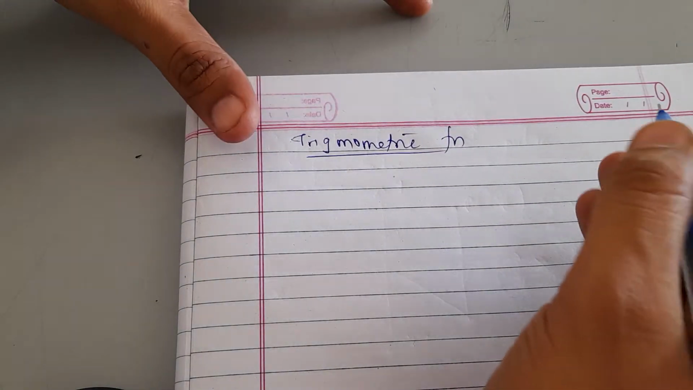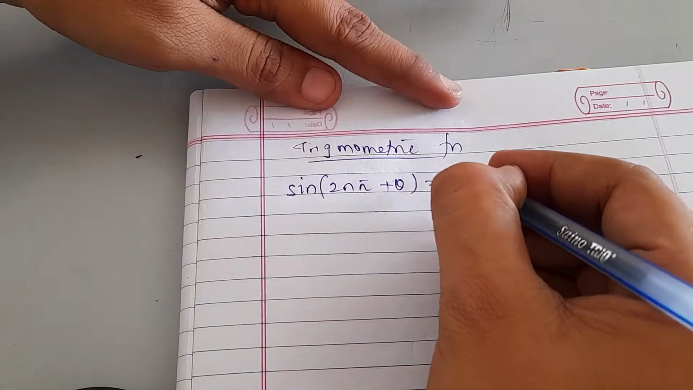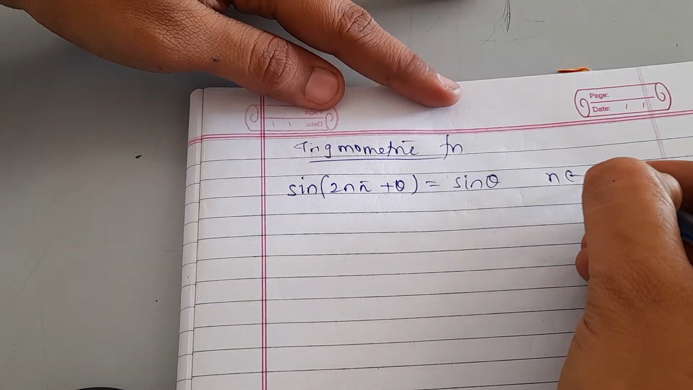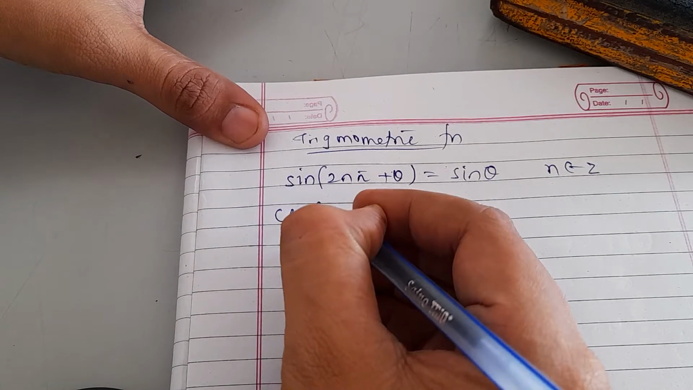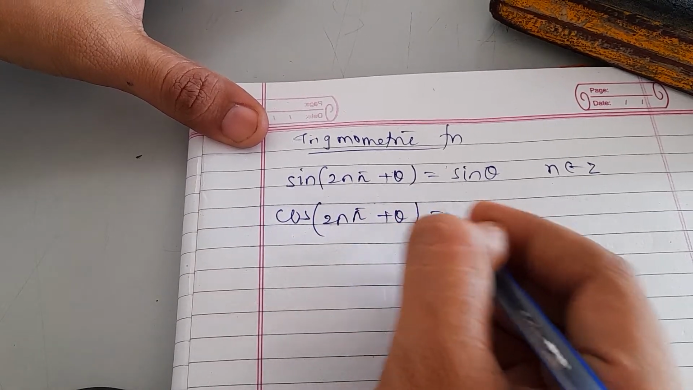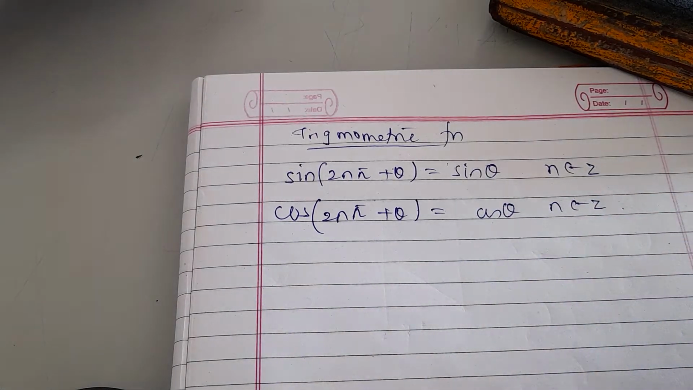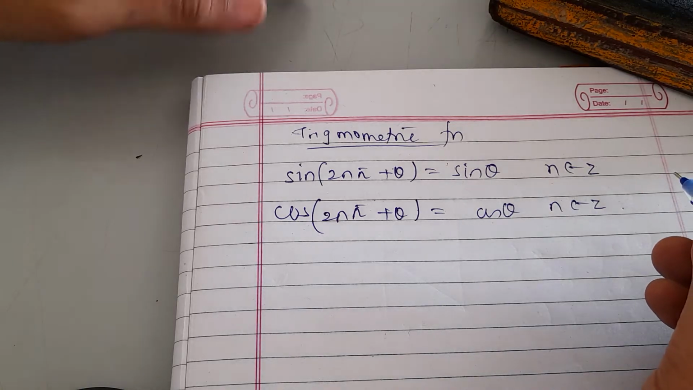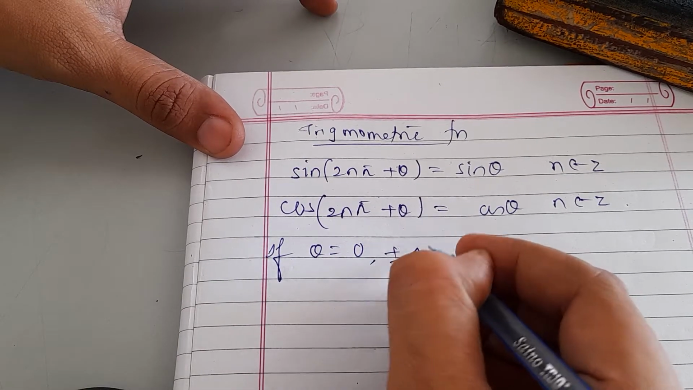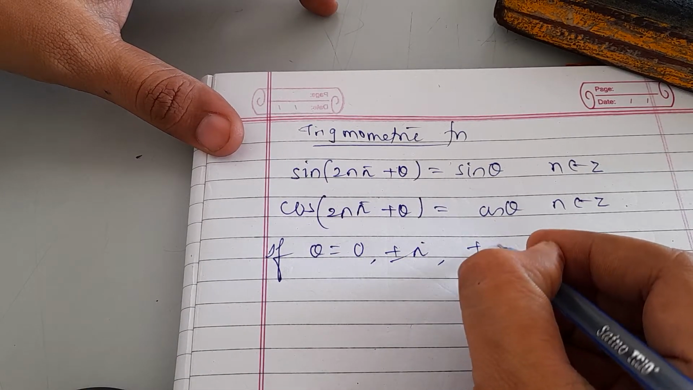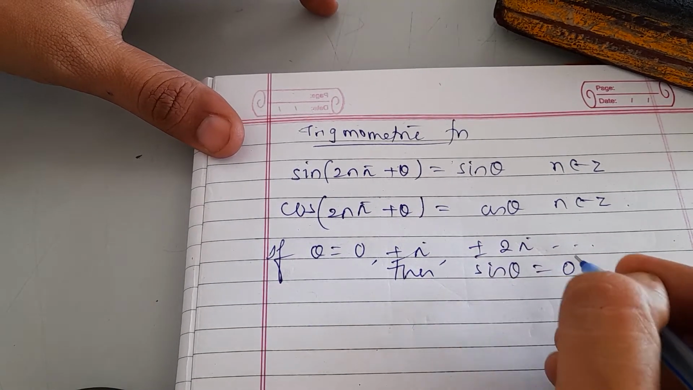Right? So we know that sine(2nπ + θ) is equal to sine θ, where n belongs to Z. Second, for the cos function, cos(2nπ + θ) is equal to cos θ, because after completing one revolution, the 2nπ + θ comes in the first quadrant. And one more thing: if θ value is 0, ±π, ±2π and so on, then sine θ gives the value 0.